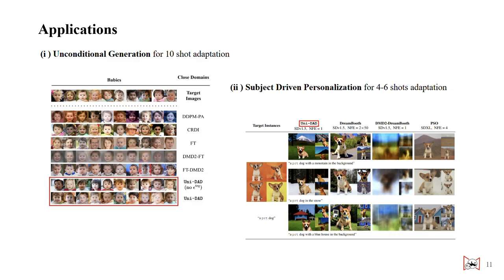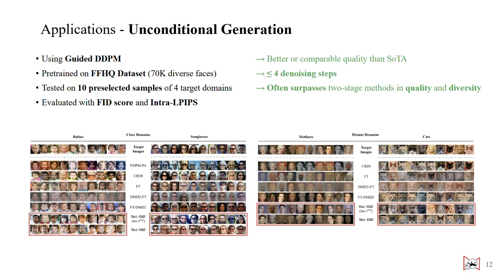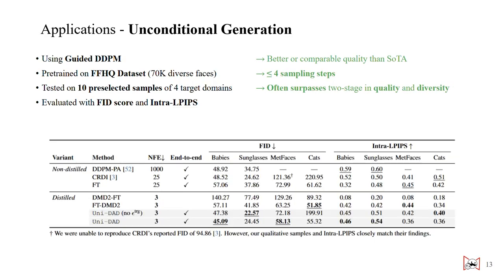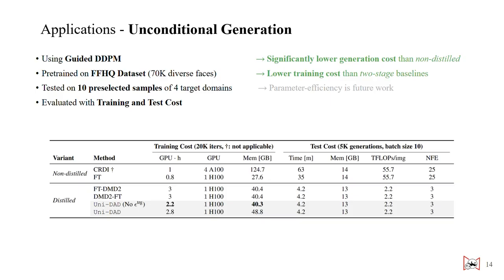We evaluate Uni-DAD on two applications. For unconditional generation, our qualitative analysis shows that, in terms of quality, Uni-DAD remains better or comparable to the state-of-the-art. This is all while requiring less than 4 denoising steps. The quantitative analysis further supports our claims. We often surpass two-stage methods in both quality and diversity, and perform comparably to methods that require significantly more denoising steps. We significantly lower the test cost compared to the non-distilled models.